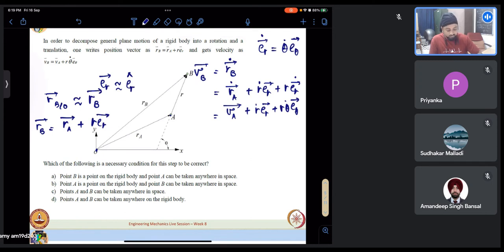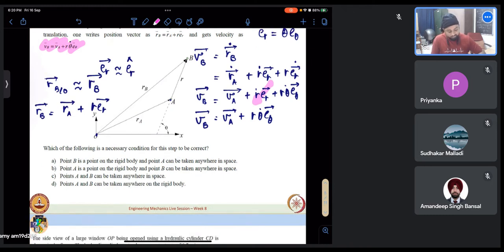So now the person gets a velocity of B. After deducing all the physics, the person gets this expression. So what he is essentially getting is V_A plus R theta dot e_theta. What it implies is that this component is going to 0. So when will that go to 0? When R is constant.